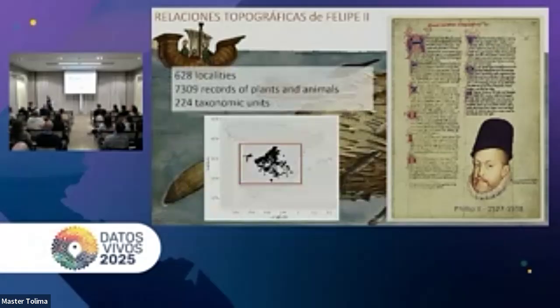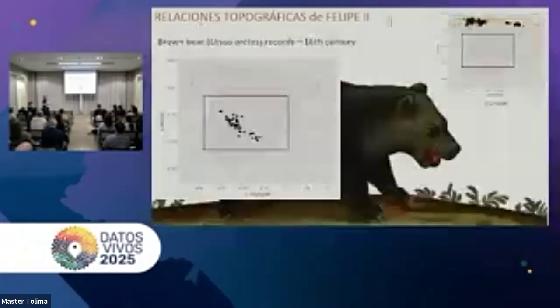Not all of the documents have been recovered, but the ones that have been recovered and transcribed by historians cover 628 localities located mostly in central Spain. My colleagues have been able to extract more than 7,300 records of animals and plants, which represent 224 taxonomic units.